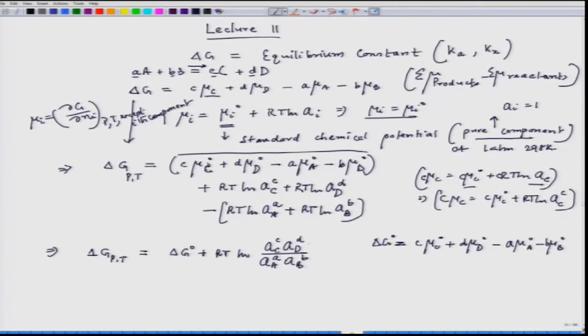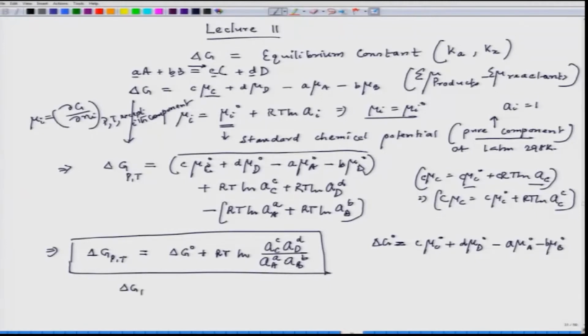Now, the question is, when I write this particular equation, I do not know whether the system has reached equilibrium or not. When it reaches equilibrium, then as per classical thermodynamics, this goes to 0, or it has another connotation, that means G goes to a minimum.